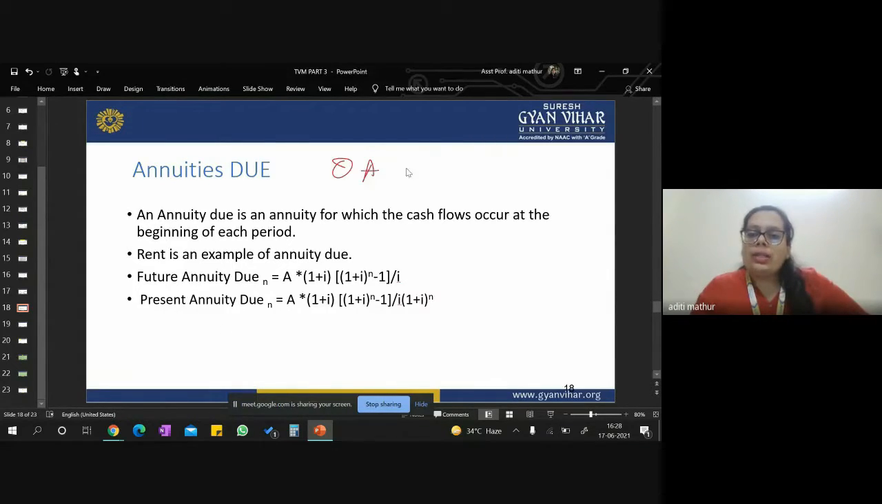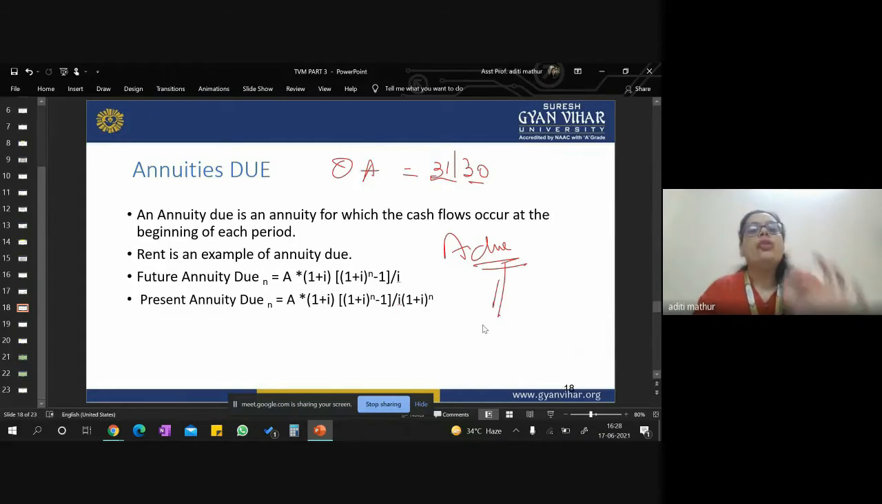In ordinary annuity, you get the payment or make the payments at the end of every month or year, that is, the 30th or 31st, right? But when it is annuity due, the payments are always on the 1st of every month. That means one month's interest is extra, right? So for this extra, you simply multiply by 1 plus i to directly get the amount, whether it is for the future value or for the present value.